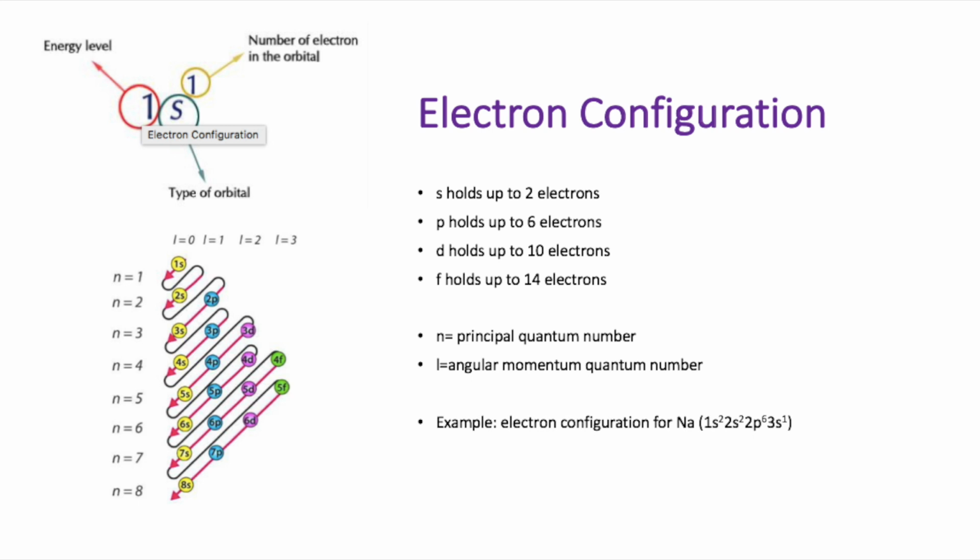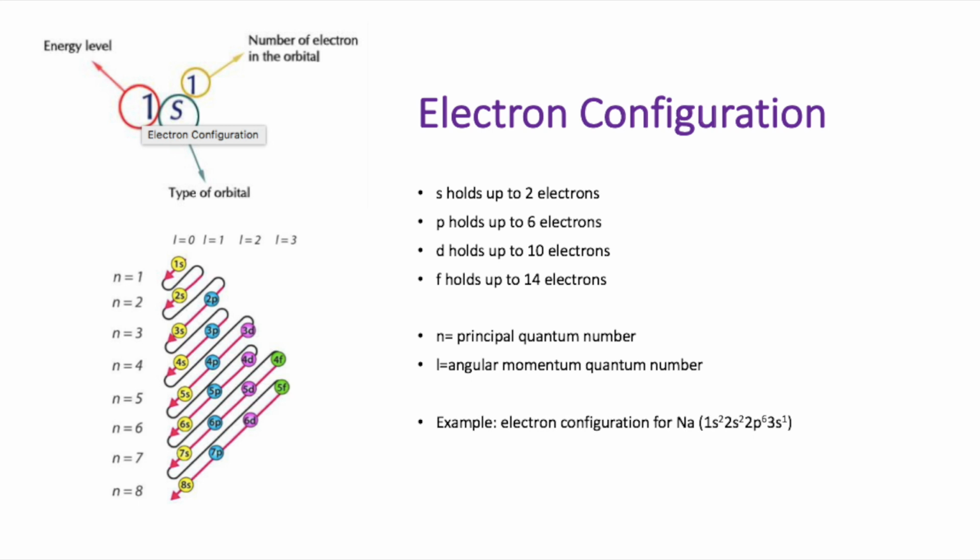For an example, I will go over the electron configuration of sodium. First, you will have to know how many electrons sodium has. Looking at the periodic table, it has 11. Start with filling the first orbital, 1s2. We have 9 more electrons to go.